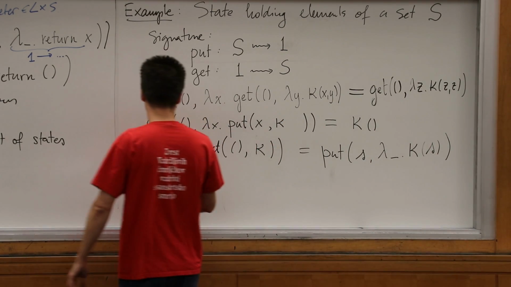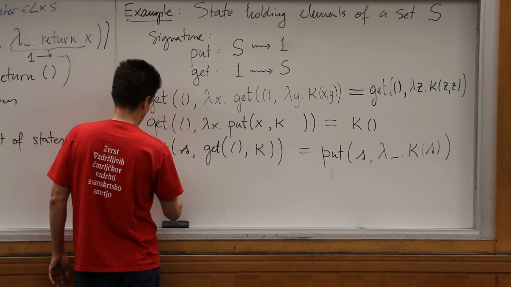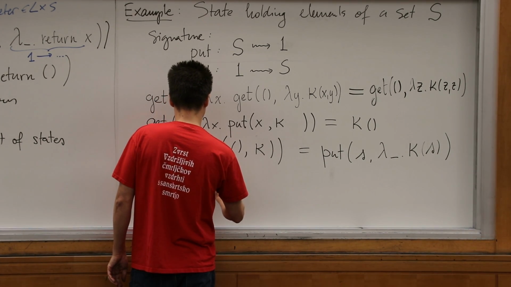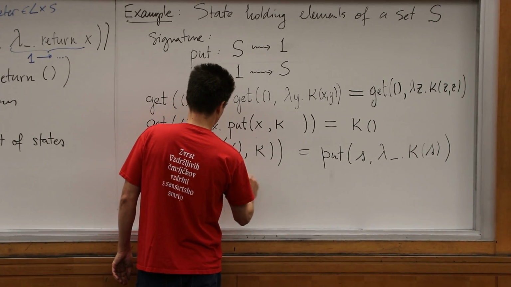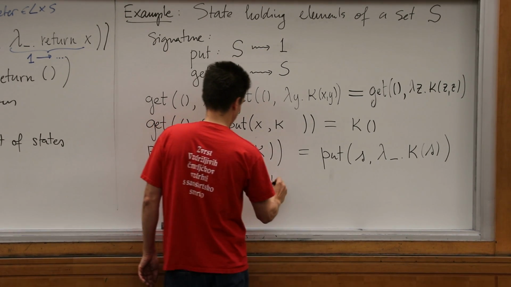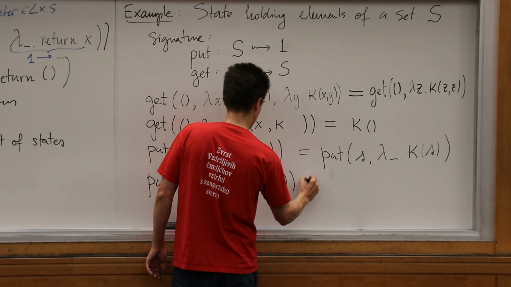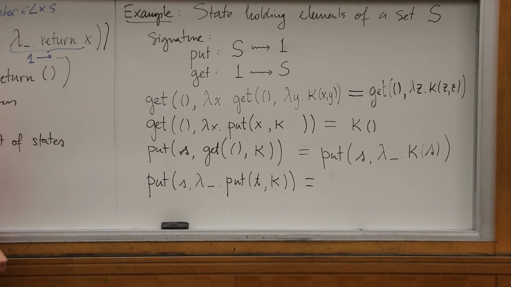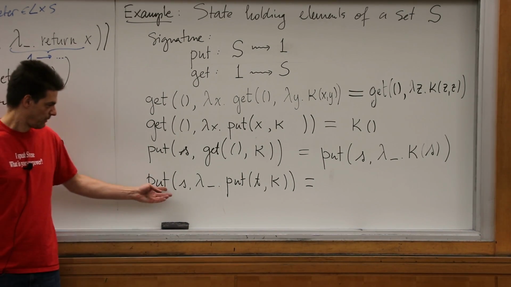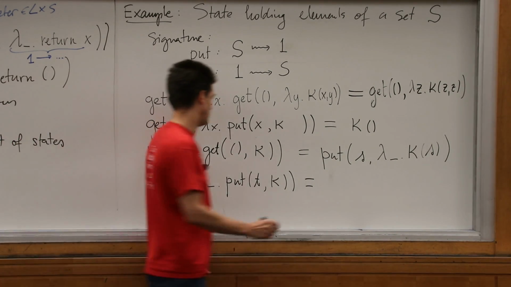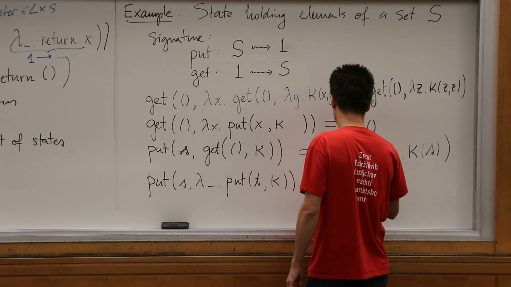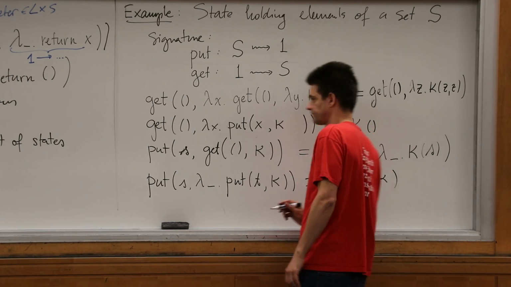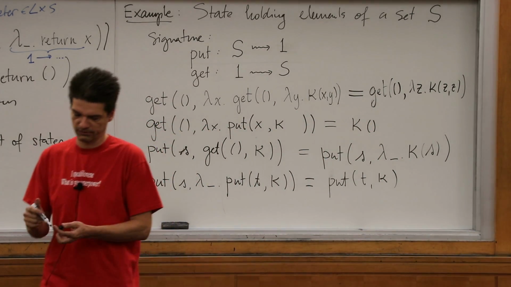And then there's one more, which is a double put. And that one's going to be easy, right? Put s, put t, kappa. What can we do here? We forget the first put, just the second put has to be there. So it's put t kappa. And so these are the equations governing state.